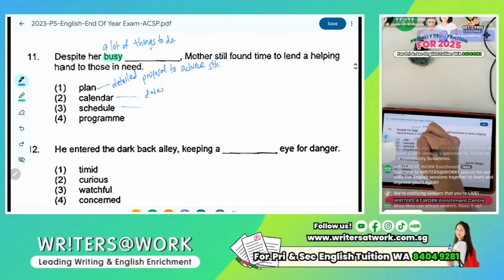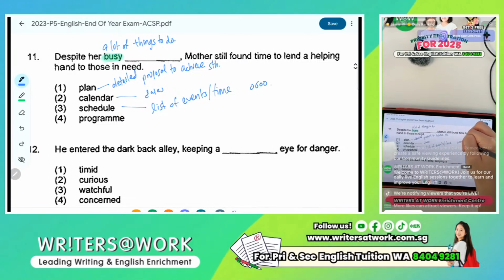Next, we have schedule. Schedule basically means a list of events and their time. So it's like 6 a.m. to 7 a.m. you have breakfast. 7 to something else you have activity number 1, so on, so forth. Okay, this is called a schedule.